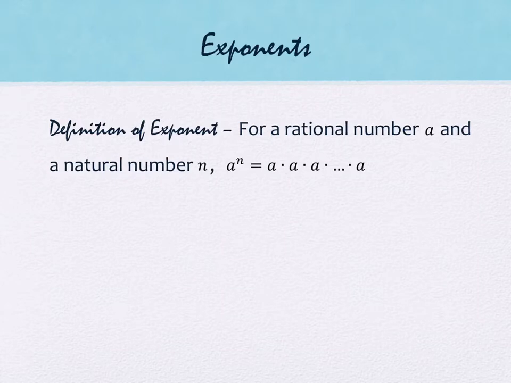All right, so for a rational number a and a natural number n, a to the n is a multiplied by itself n times. So multiplication can be thought of as repeated addition, and exponents is actually what happens when you have repeated multiplication. So multiplying a number by itself a bunch of times is actually an exponent.